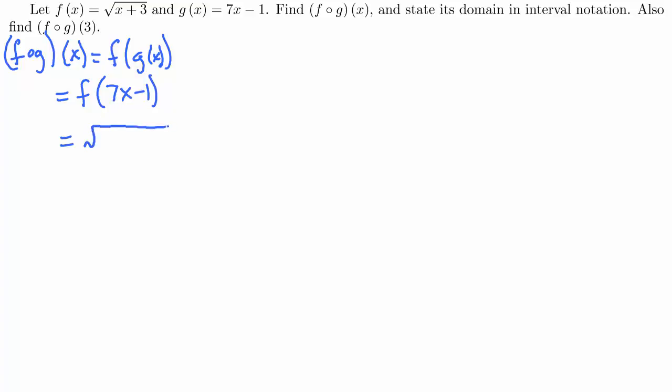So that's the square root of, notice I have the x, but I'm going to write 7x minus 1 because that's what I have in the parentheses here. But don't forget your plus 3 at the end. So that gives me the square root of 7x plus 2. And that is f composed of g of x.